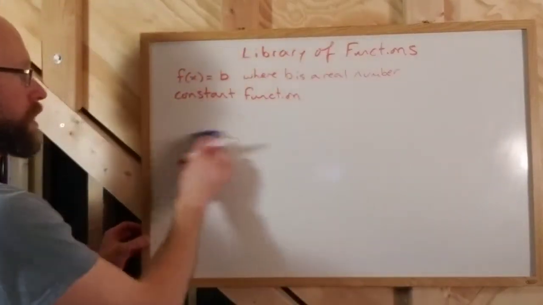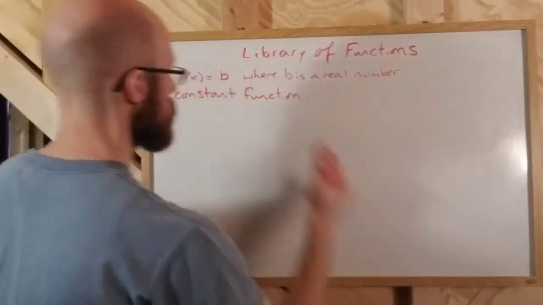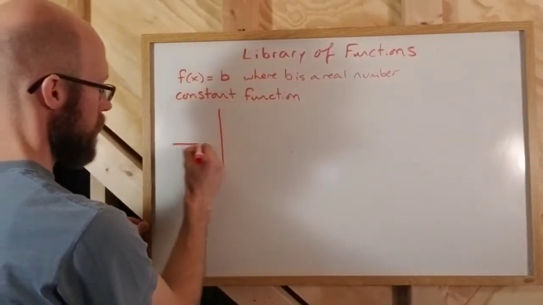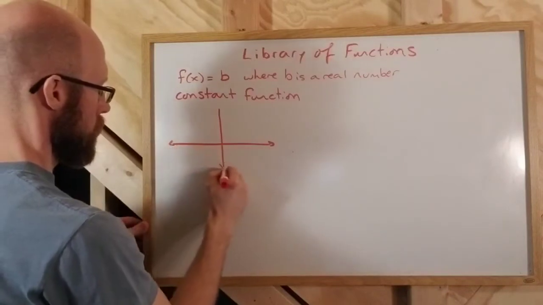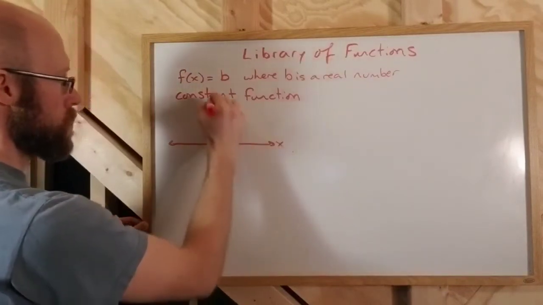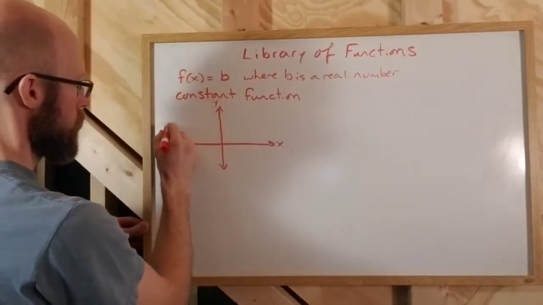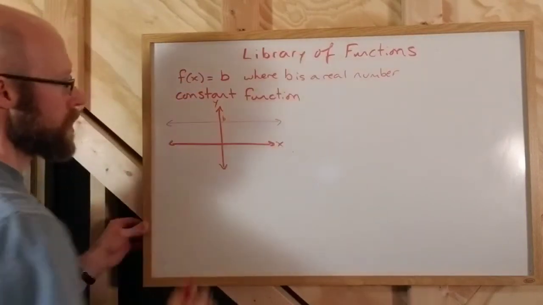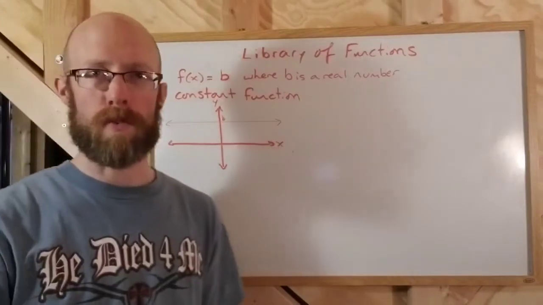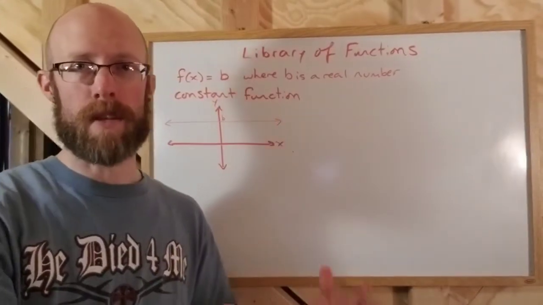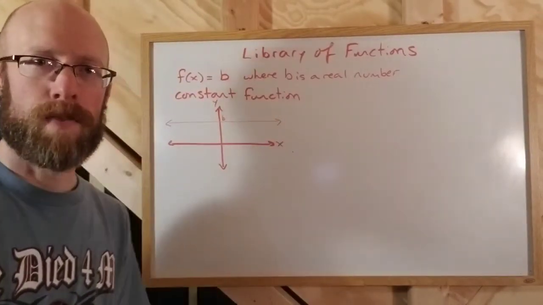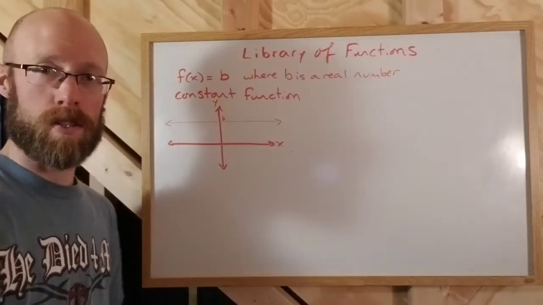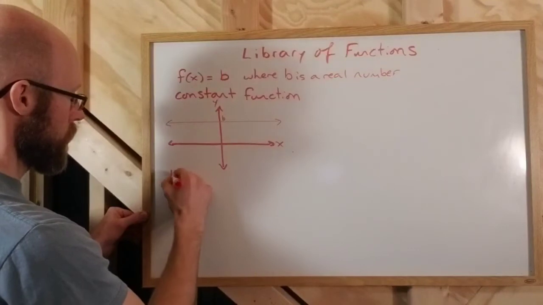As a general principle then, any constant function is going to have a horizontal graph. So if these are my x and y axes, then the graph of that function would be a horizontal line b units high, whatever b is. It could be up, it could be down. If b is negative, it's below the x-axis. This is just a general arbitrary constant function. So it's going to be a horizontal line.